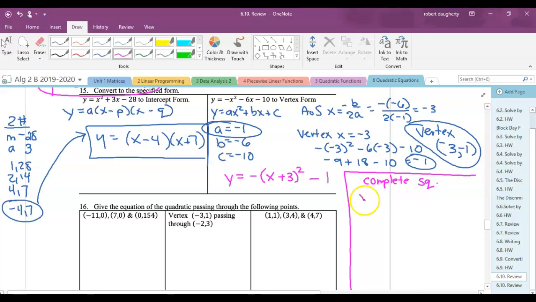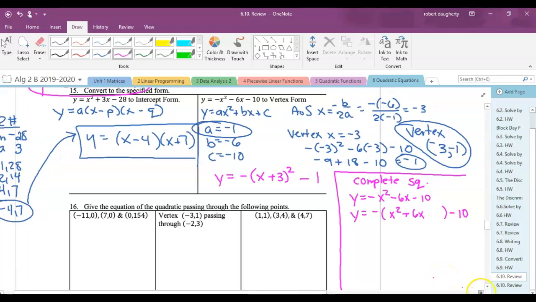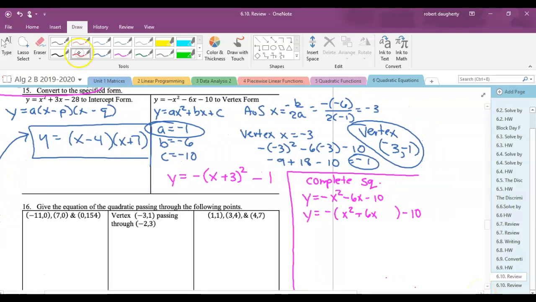So if I've got y is equal to negative x squared minus 6x minus 10, well, I can write this as y equal negative x squared plus 6x. Factor out that negative 1 to begin with, okay? And then figure out how I'm going to complete the square here. So I need to be able to add 3 squared, okay? So I'm going to add 3 squared.